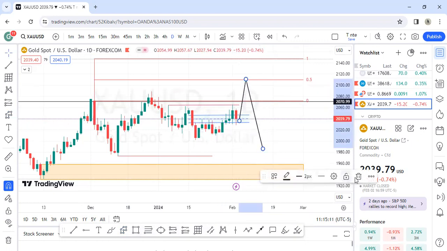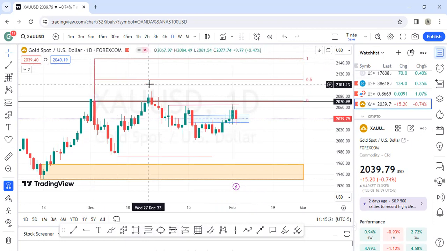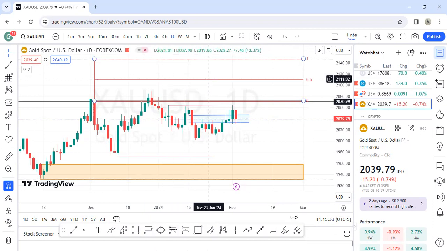If markets can go to that 50% of this rejection block, that would be nice. So let's keep our eye on this 50%. And this is actually a very good level. 2110, like 21110. So that would be nice. So gold might likely go higher.